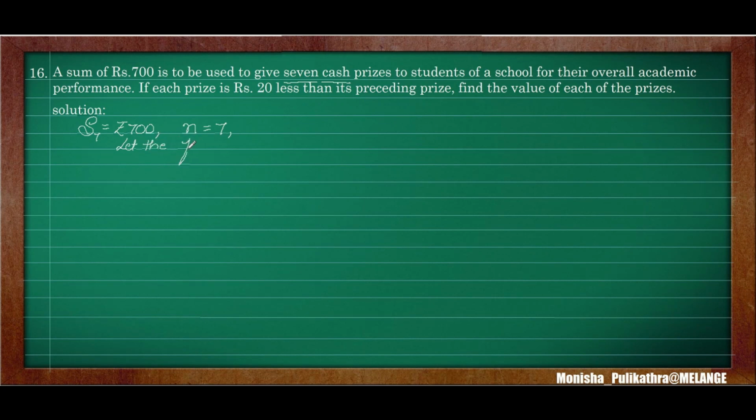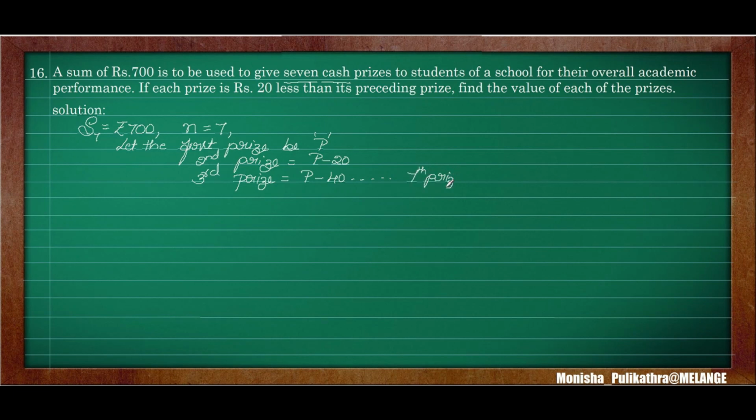So let the first prize be P. Okay, let the first prize be P. Then the second prize will become P minus 20, that is 20 less than the preceding prize, and the third prize will become P minus 40. From the initial prize it will be 20 rupees less, and so on up to the 7th prize.